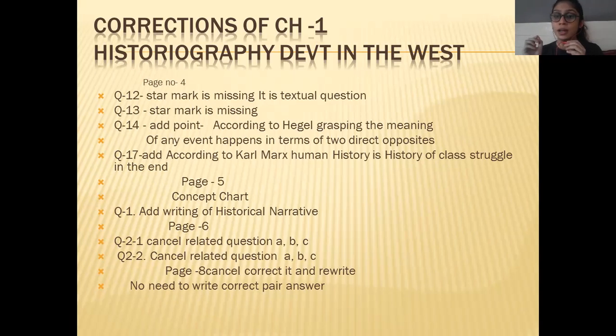Now, question number 1, page number 5, add writing of historical narrative. Page number 5, concept chart, question number 1. You have to write one point, writing of historical narrative. Page number 6 has related questions A, B, C. Question number 2, sub-question 1: cancel all the related questions A, B, C. Similarly, cancel all the related questions A, B, and C from question number 2, sub-question 2.